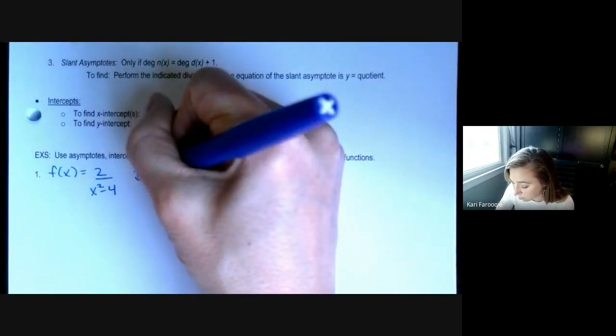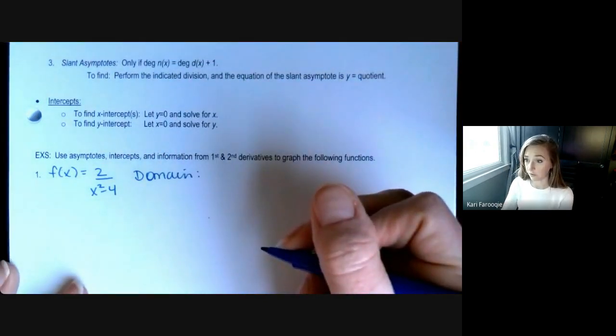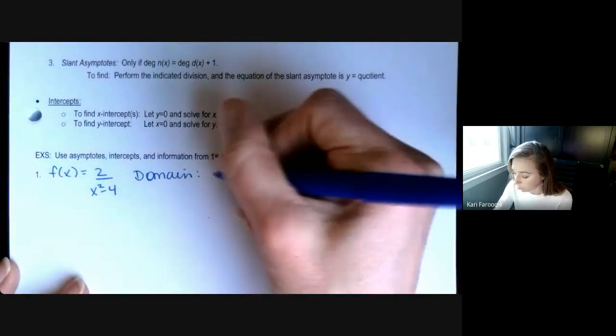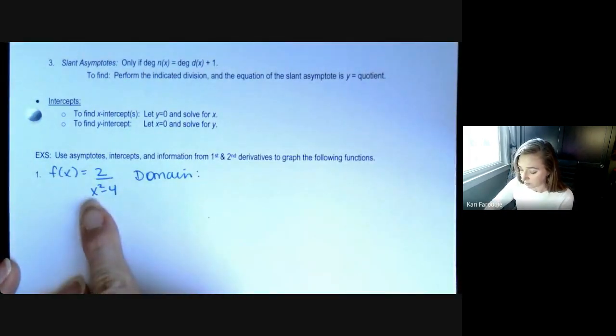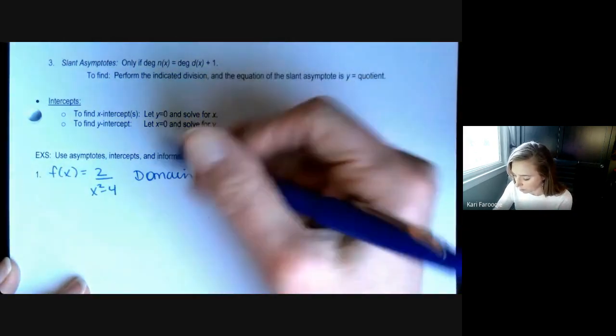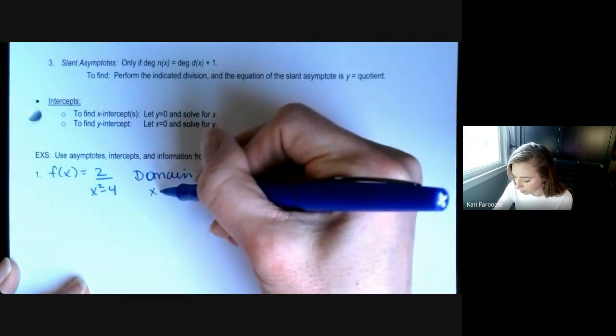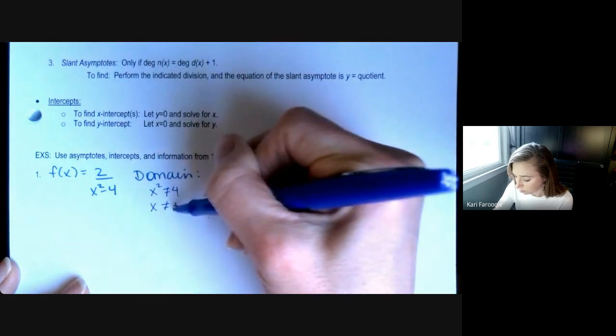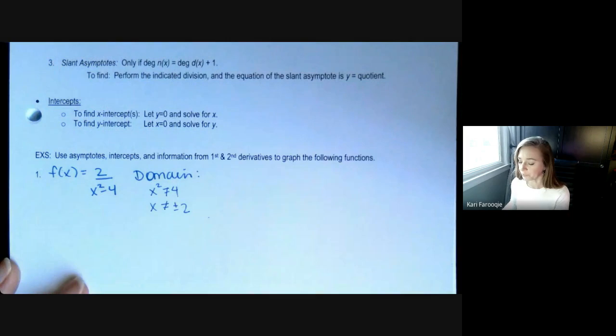I like to talk about the domain before I do anything else with the function. The domain is crucial to the information that we obtain. So we're going to say that x cannot be plus or minus 2. I think that should be pretty clear to everybody. So we'll say x squared cannot be equal to 4. x cannot be equal to plus or minus 2. And you can do that also by factoring using the difference of two squares.